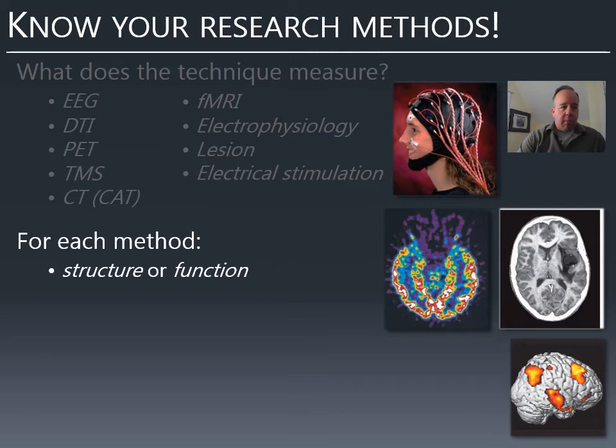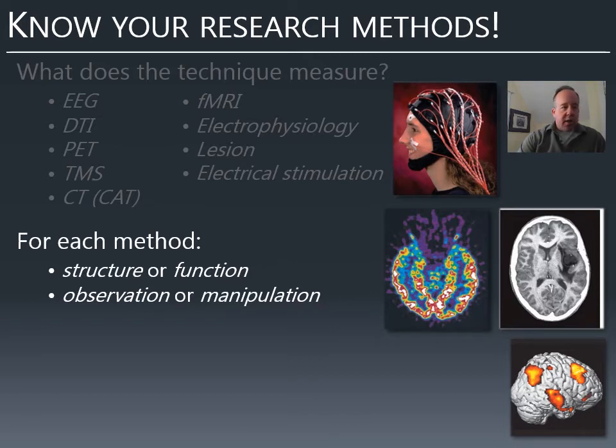And so a technique might manipulate, or it might observe. It might change something about the brain, or it might simply passively record something about the brain. And this interacts with structure and function because you can manipulate brain structure with something like a lesion, destroy part of the brain, or you can manipulate brain function, neural activity, with something like TMS. TMS doesn't hurt the brain structurally, it doesn't change how it's built, but it changes which neurons are active.